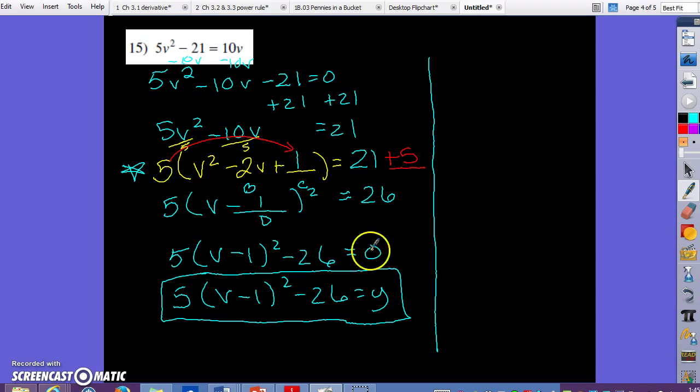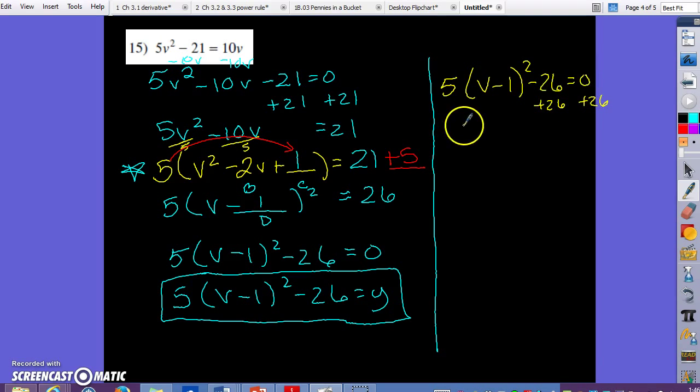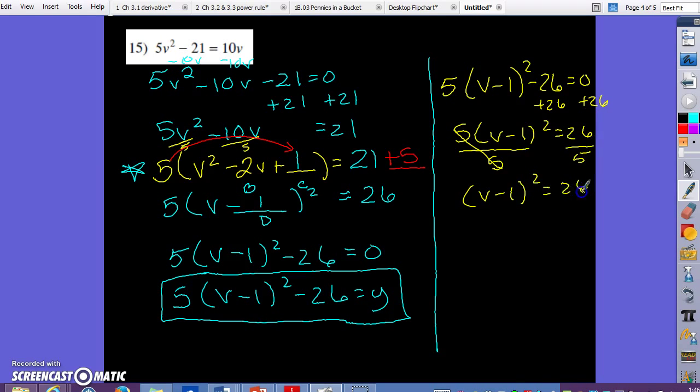So I'm going to come back to this step where it's equal to 0, and we're going to solve. So b minus 1 squared minus 26 equals 0. Add the 26. So we have 5 times b minus 1 squared equals 26. We need to divide by 5 before we can square root. So I have b minus 1 squared equals some weird 26 divided by 5.